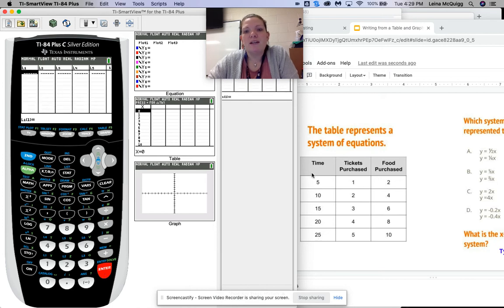My x value, so my time, is going to go in L1. So I can do 5, 10, 15, 20, and 25. Then I'm going to arrow over to L2. My tickets purchased is the first thing I'm going to deal with. So I'm thinking about this as two different tables. I have this table, and then I have this and this column. The first and third column is going to be a second table. So I have 1, 2, 3, 4, and 5.